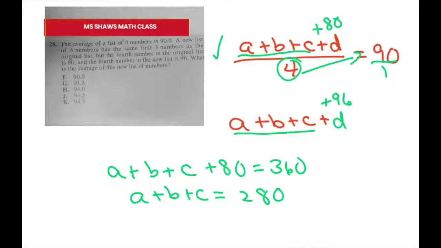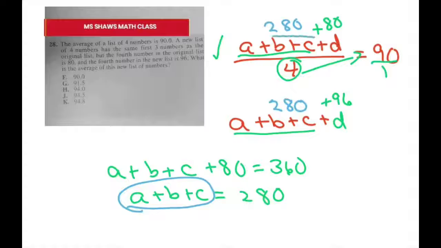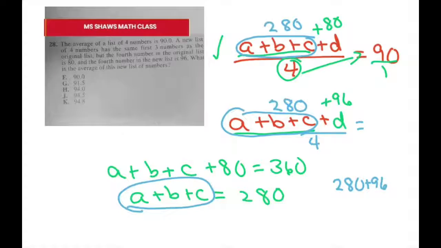Now, since we know what A plus B plus C equals, this is 280, this is 280 here, this is 280. We're still dividing this by 4. So to get your new average, you're just going to add 280 plus 96 divided by 4. And when you do that, you get 94. So your answer is H.